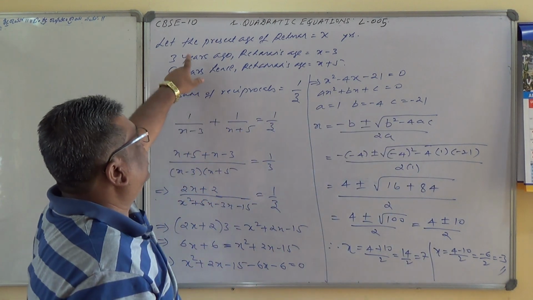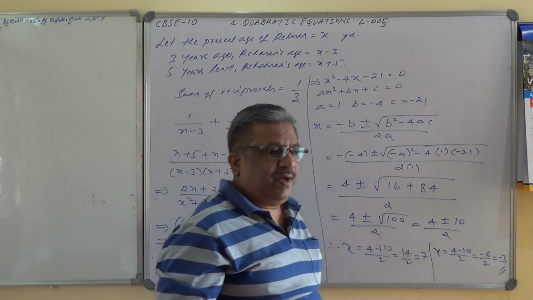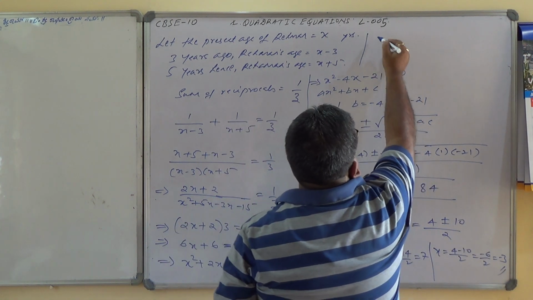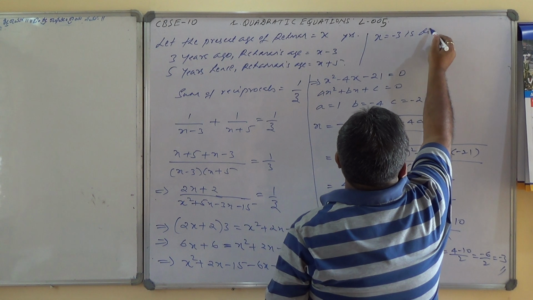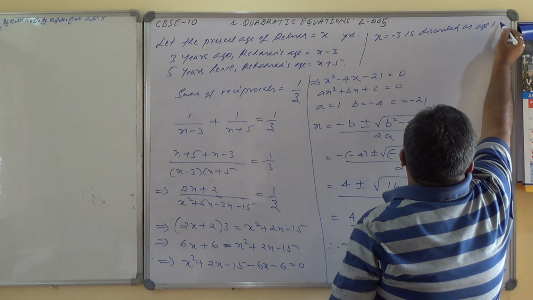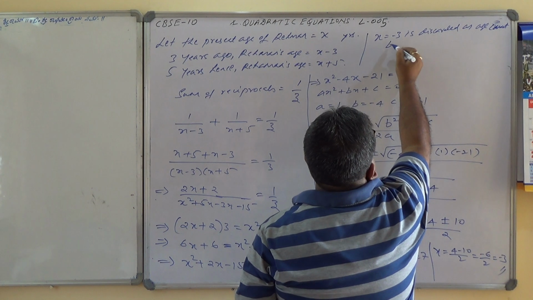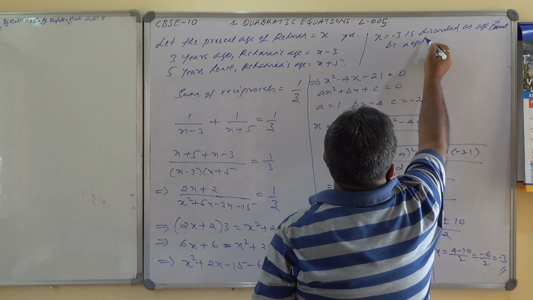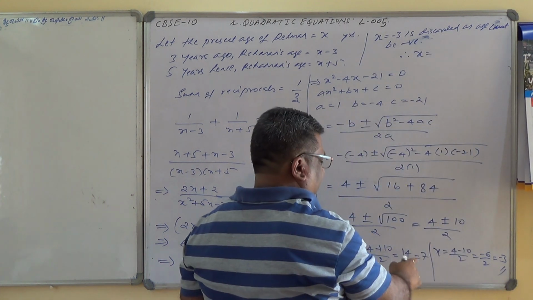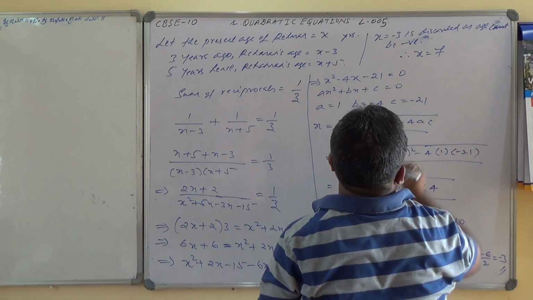What is x here? The present age of Rahman. Minus 3 cannot be the age because it is a negative value. Age cannot be negative, hence x = -3 is discarded. Why? As age cannot be negative. Therefore, x = 7. So Rahman's present age is 7.